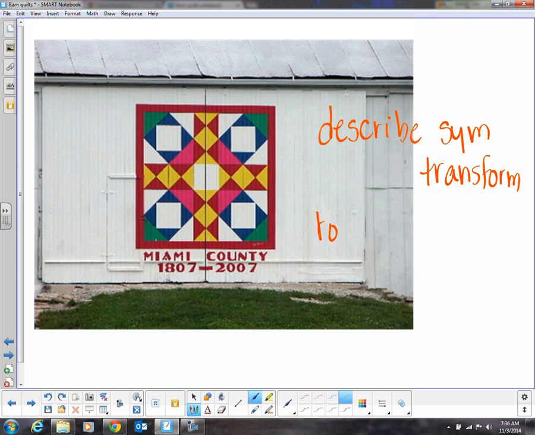It has rotational symmetry. All right. So now if you tell me there is rotational symmetry, you have to tell me what is the degree of rotation? 90-degree rotational symmetry. Okay? What else do you see?